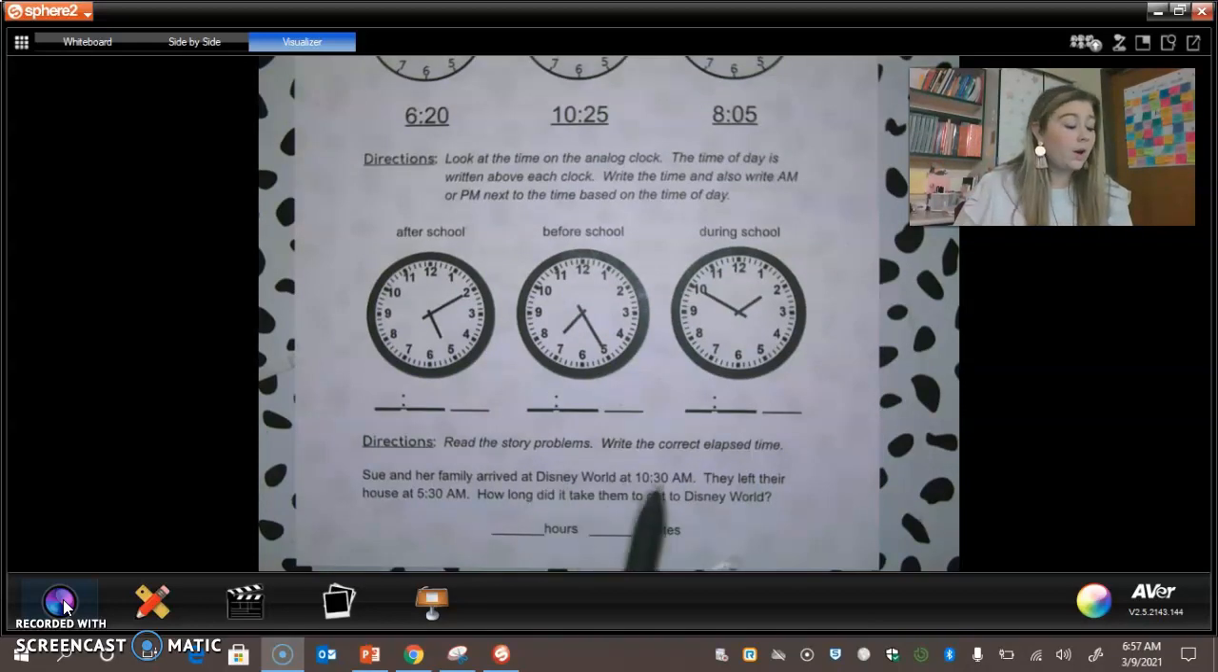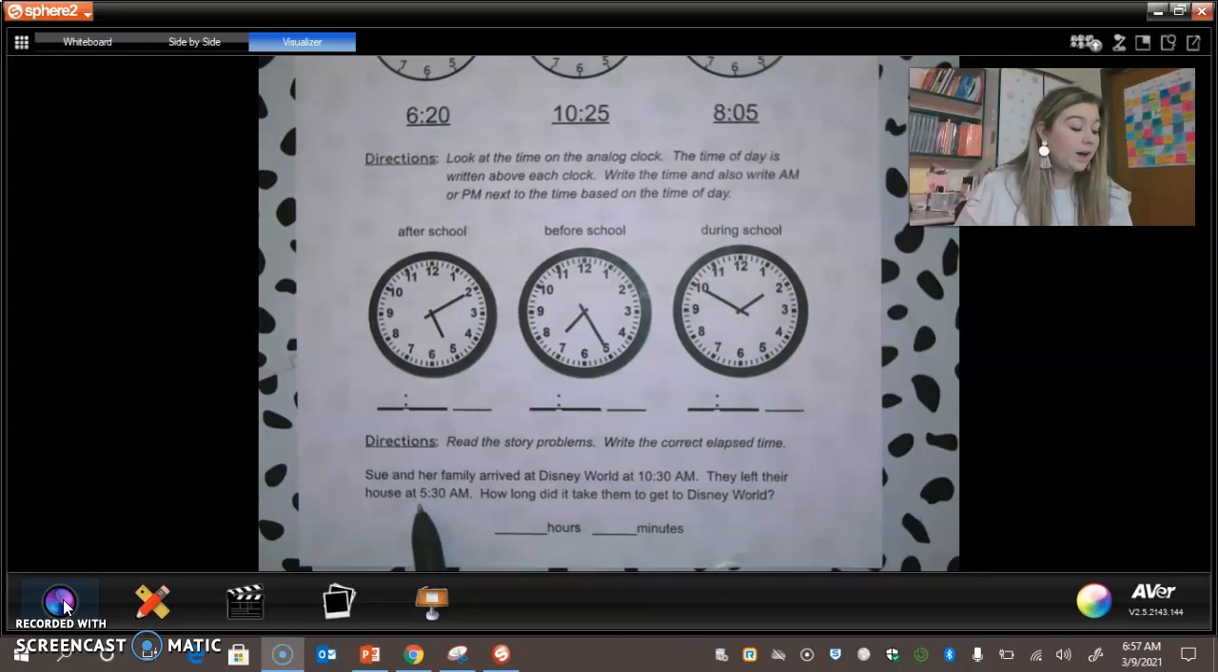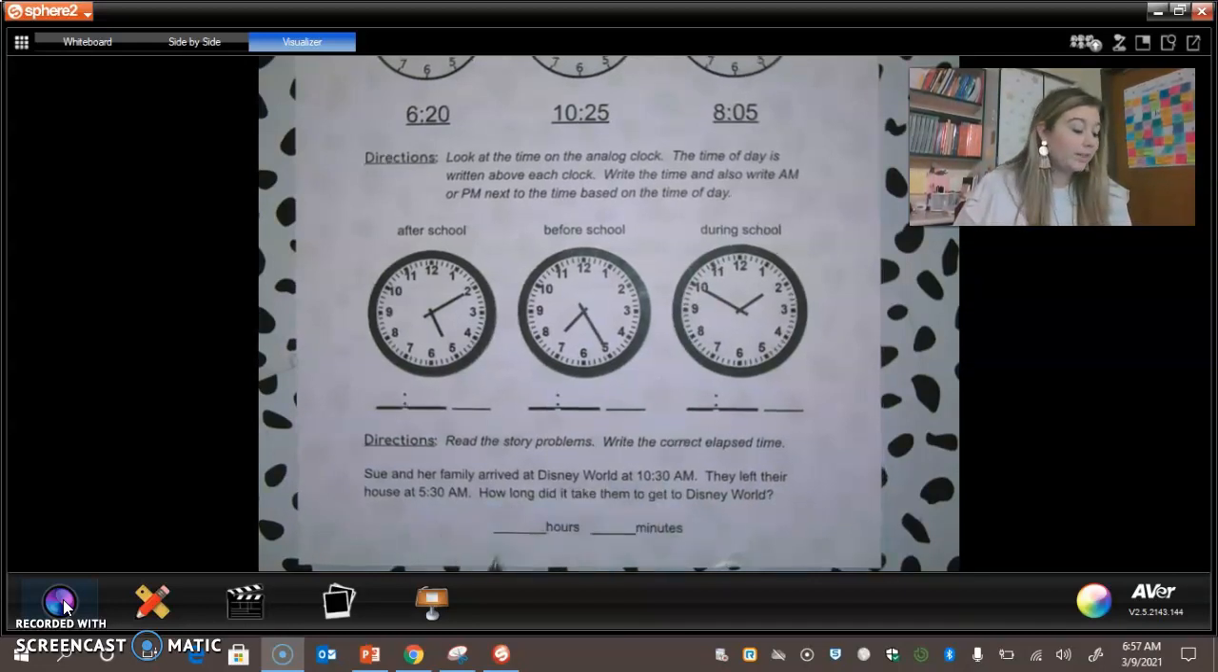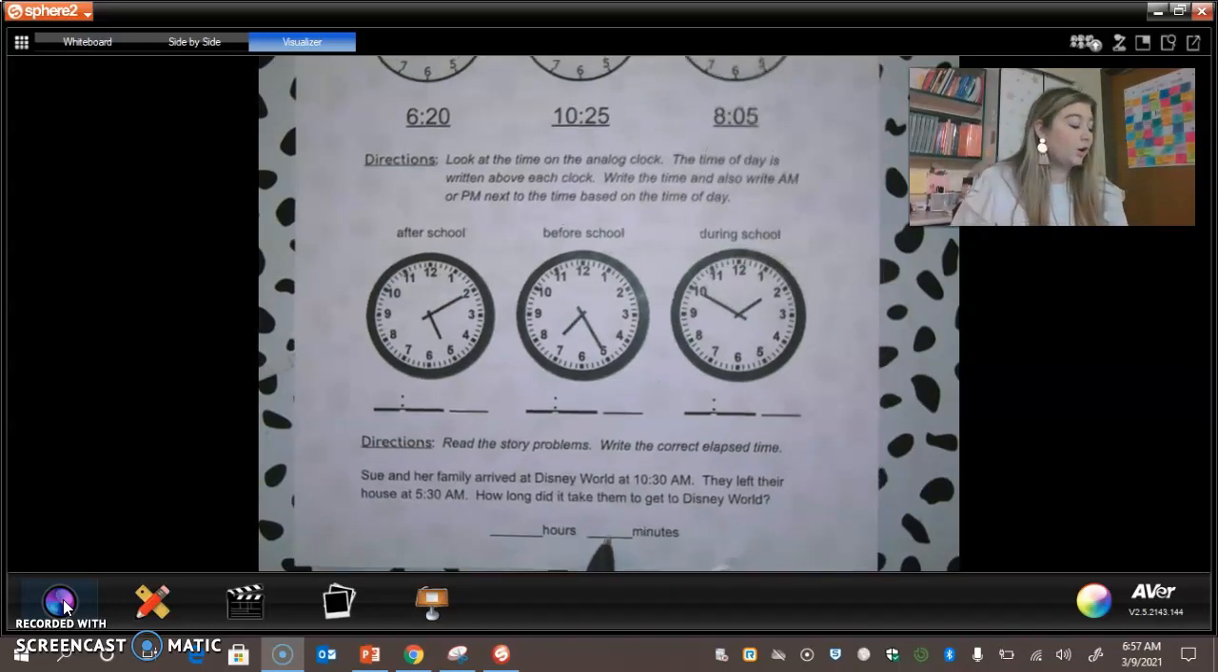So you need to find out how much time went from 5:30 a.m. when the family left the house to 10:30 a.m. when they arrived at Disney World. Write the hours and minutes. If there are no minutes, just write 0.